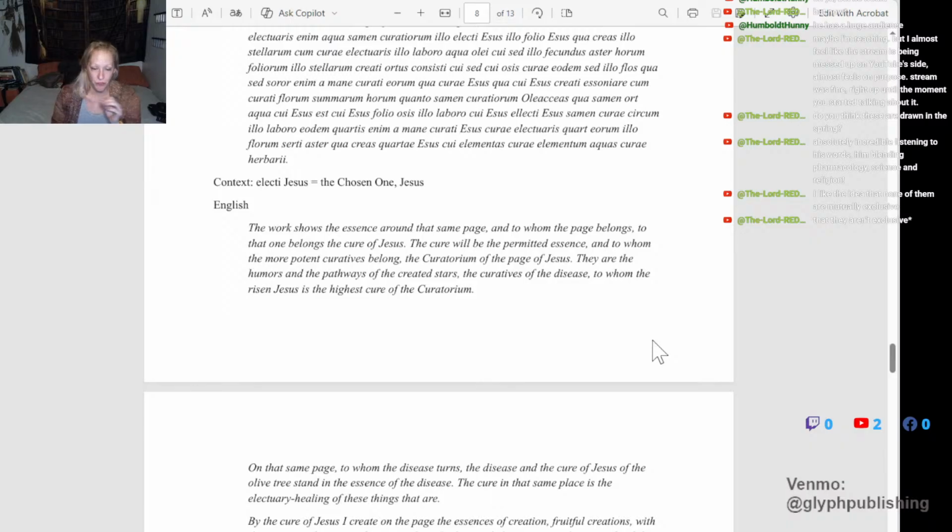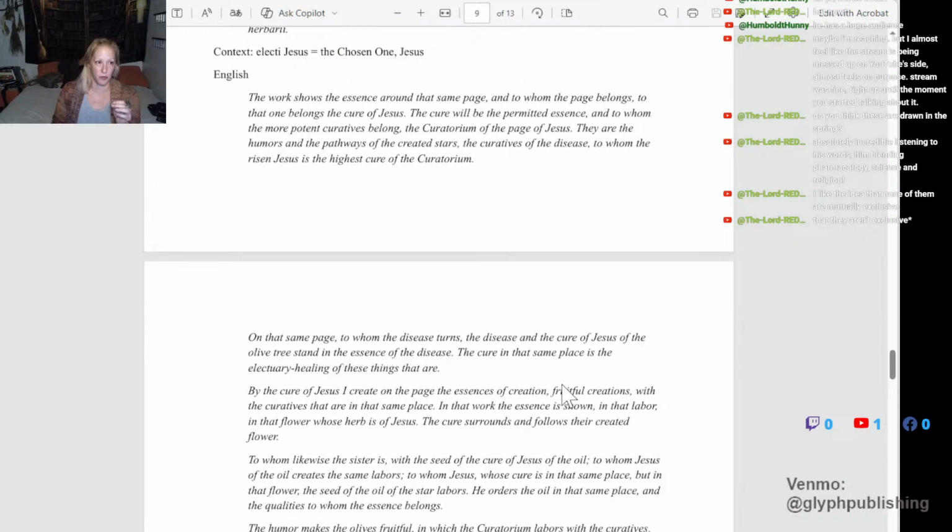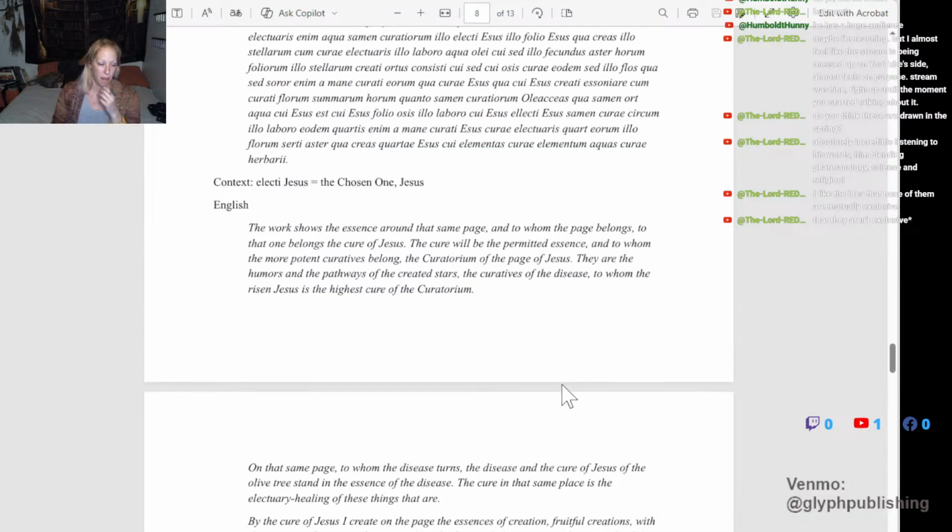So he's stating the risen Jesus is the highest cure of the herbal. But remember, Jesus is equated with the Buddha. Not just Shakyamuni Buddha, not Gautama Buddha, but a different Buddha altogether. In Tibetan Buddhism, it is the Medicine Buddha. He is the Medicine Buddha of Sowa Rigpa.